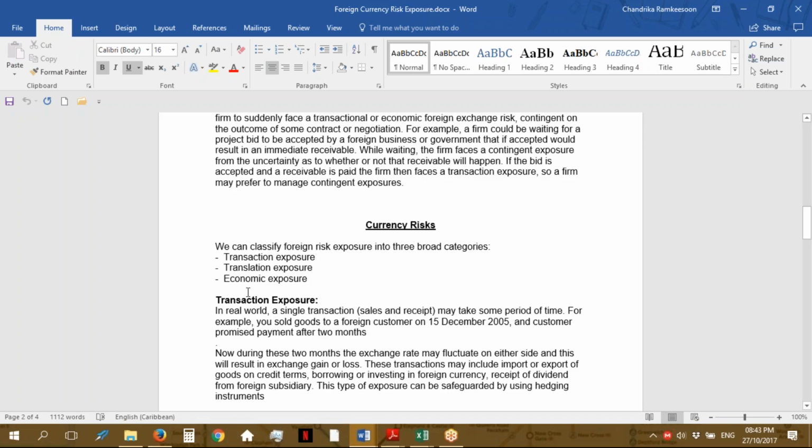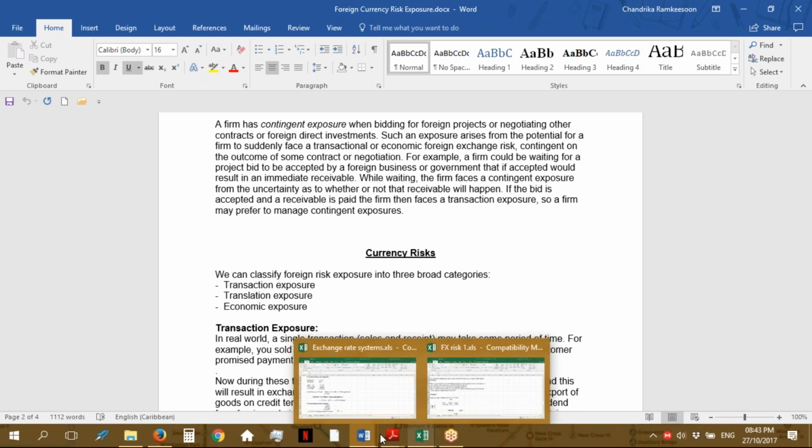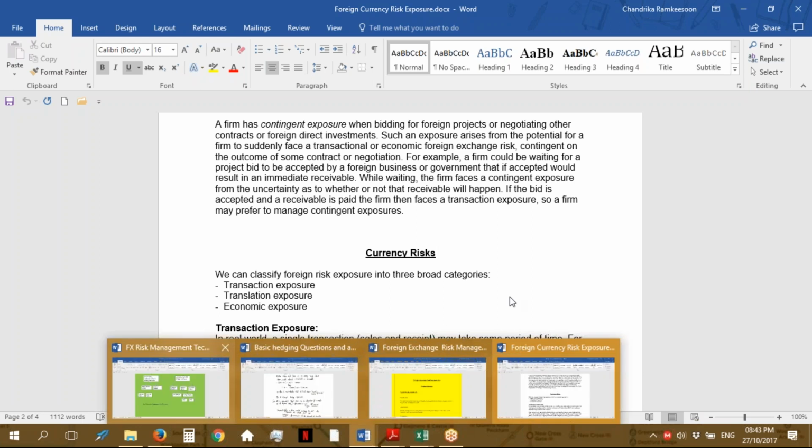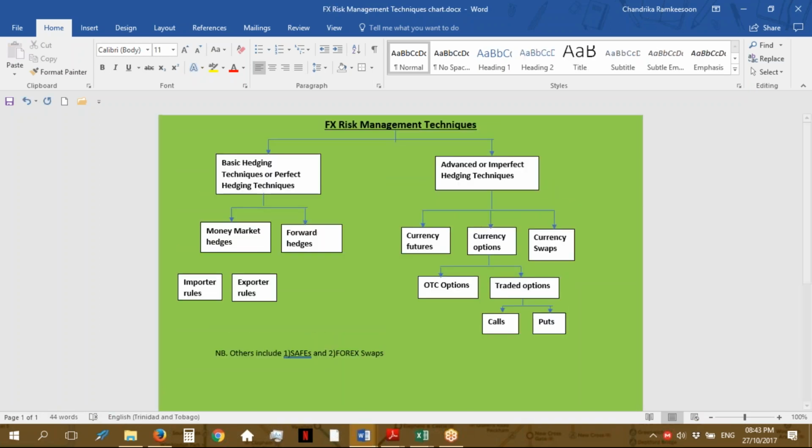Right, now, so we've got our chart here. Foreign exchange risk management techniques.